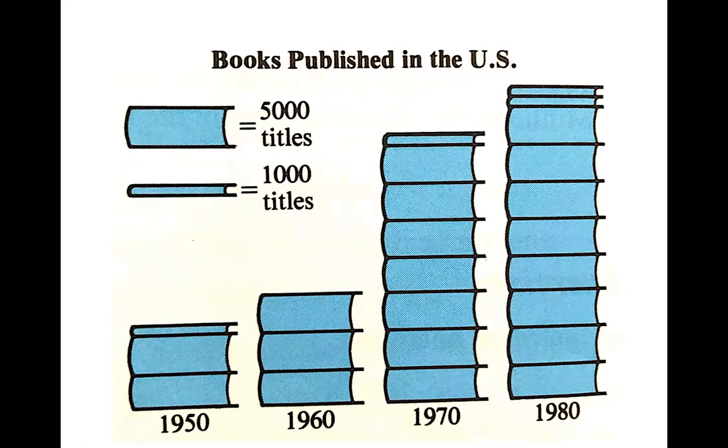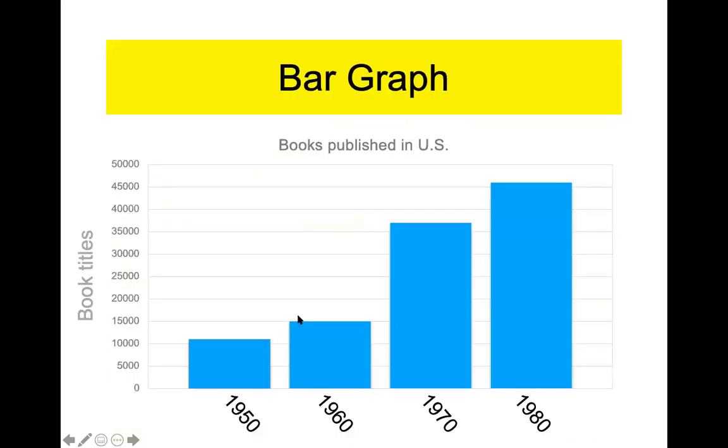By the way, these are the same graphs. Look at 1950. I've got 2 big books and a little book, right? And if we look at our little index right up here, it tells us each big book means 5,000 titles, and each little book means 1,000 titles. So if I look at 1950, I've got two big books, 5,000 plus 5,000 is 10,000, plus one little book. It's telling me exactly 11,000 books were published. For 1960, I've got three big books: 5, 10, 15,000 books were published.